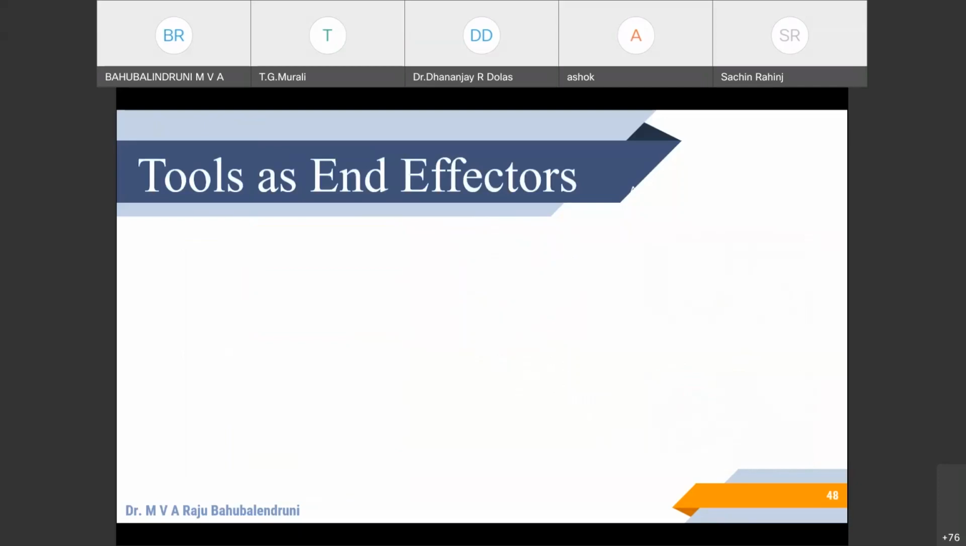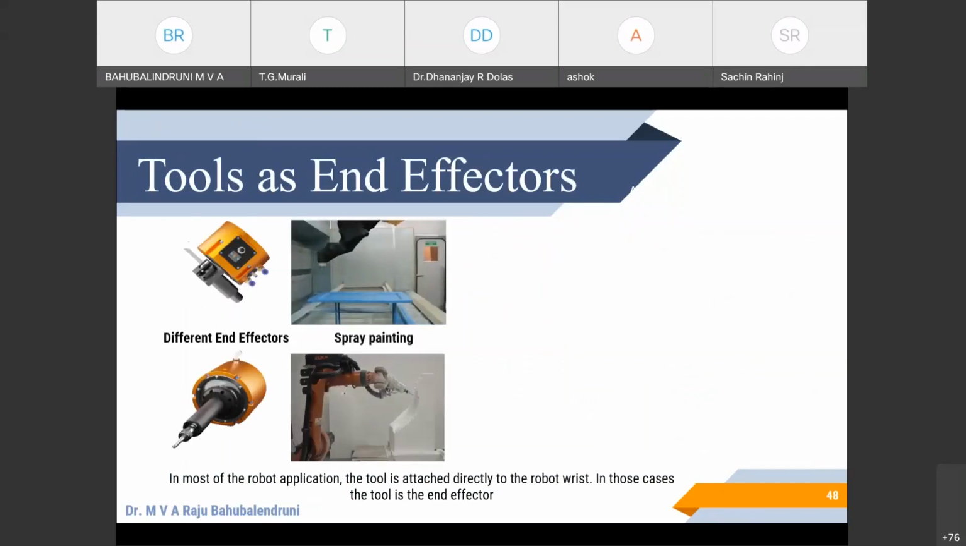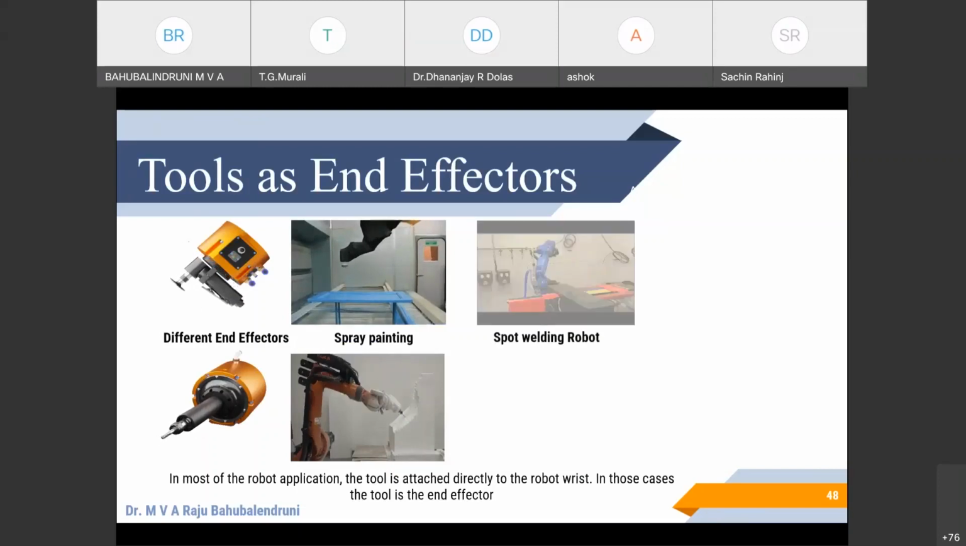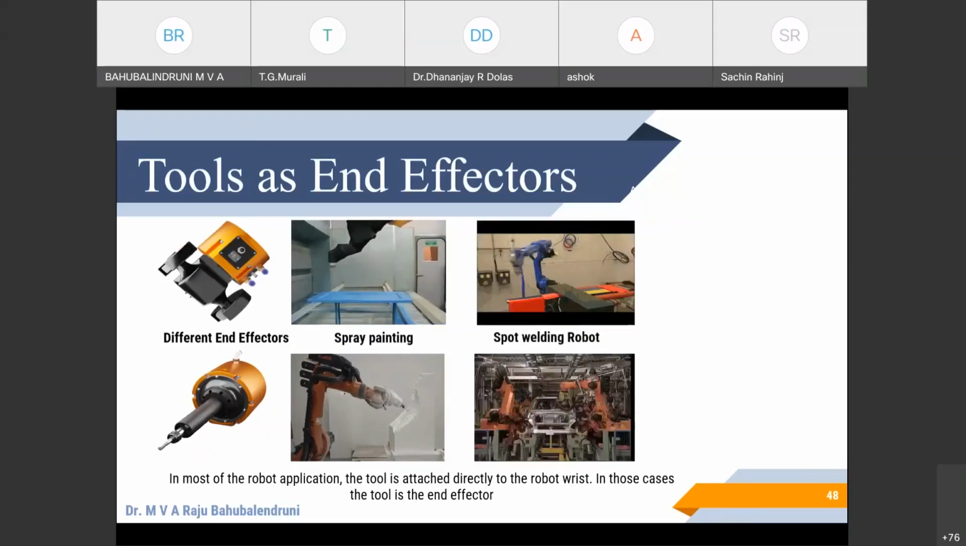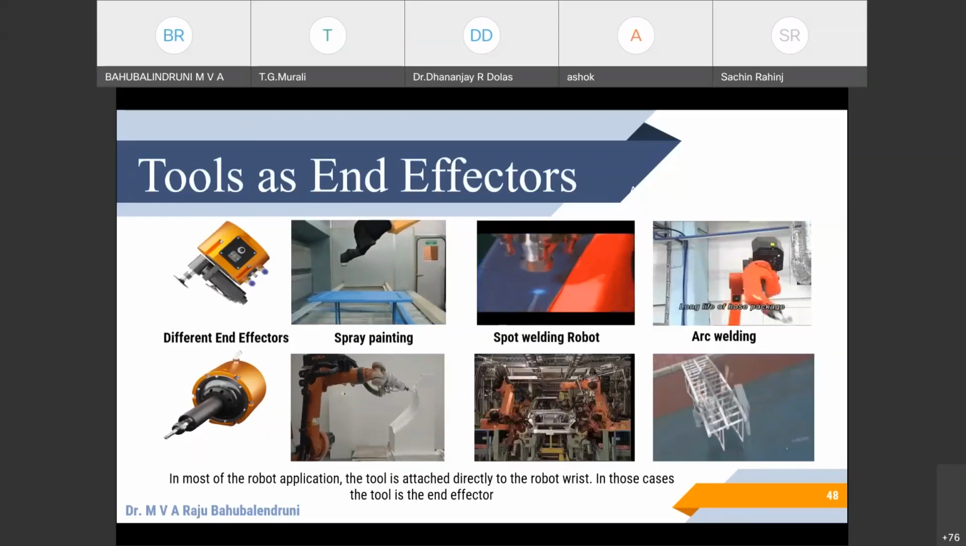Now let us look at the tools. Basically, we use the tools based on the application where we are going to use the robot, maybe for drilling, inspection, painting, arc welding, spot welding, or assembly. The tools will vary accordingly.